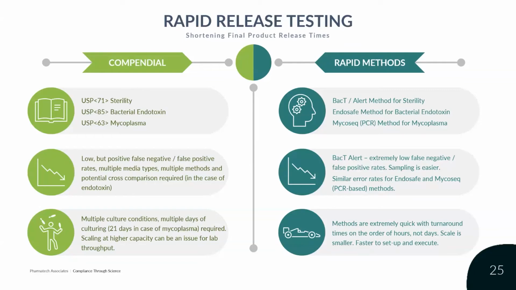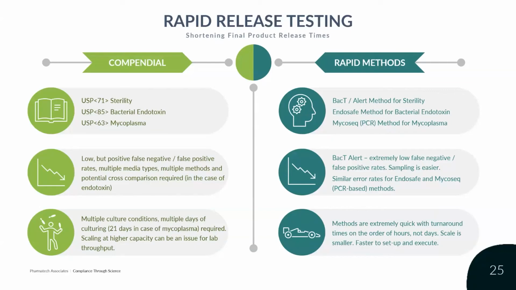Something the industry is doing, which you'll see in adoptive cell therapies a lot, is bacteremic culture methods called BacT-Alert that debuted in 1997 but haven't really gained a foothold until now. BacT-Alert has extremely low rates of false negative and false positive. Sampling is much easier. You can do sterile sampling, so you don't get these false positive, false negative issues. And not to mention, the methods are extremely quick.